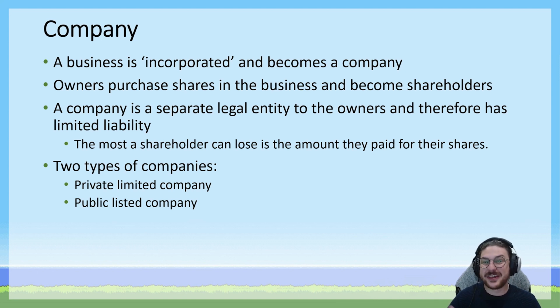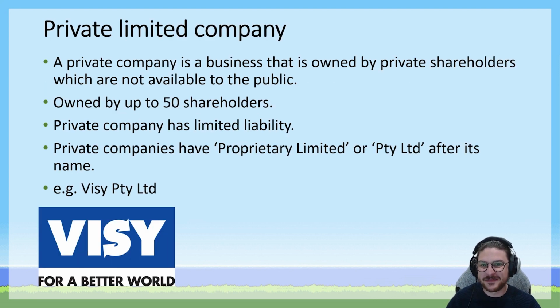And certainly, now that the company is its own legal entity, it can pay the company tax rate, which is much, much lower than the personal tax rate that our unincorporated business models had to pay. There are two types of companies that we'll talk about: private limited companies and public listed companies.